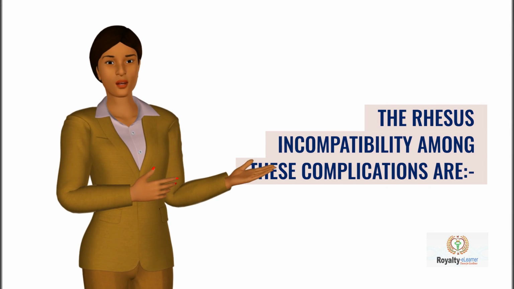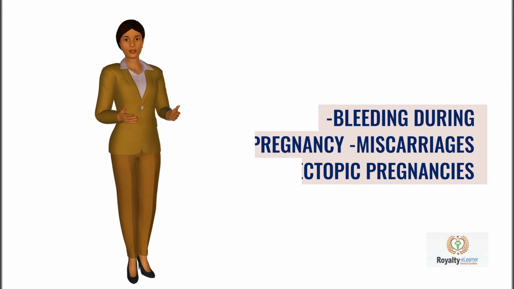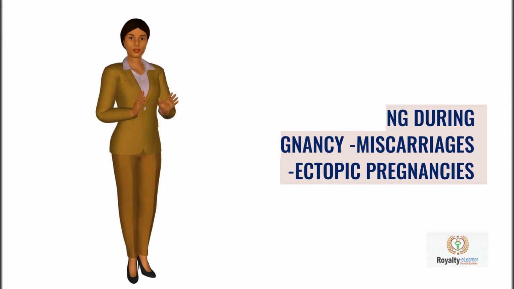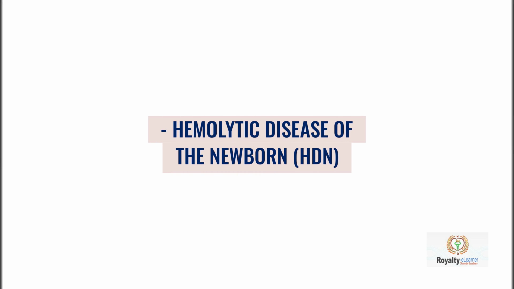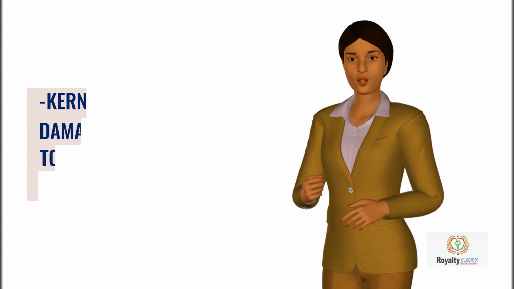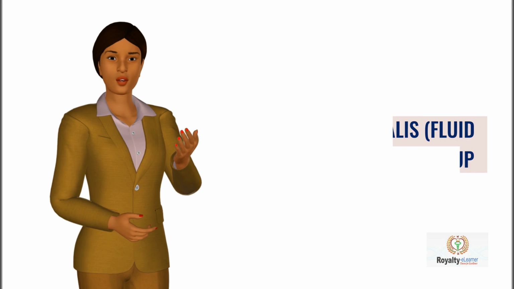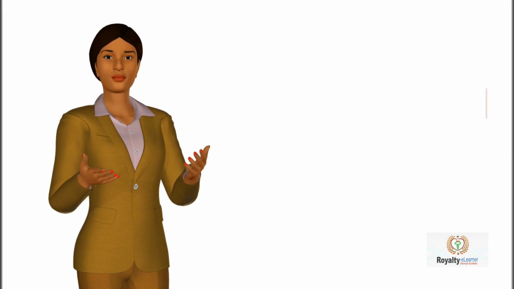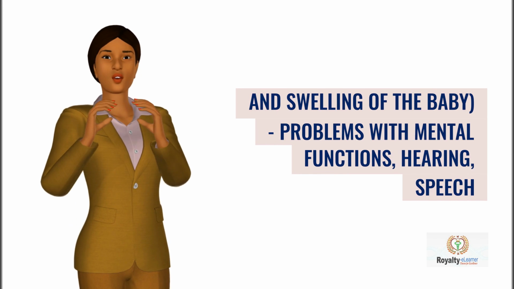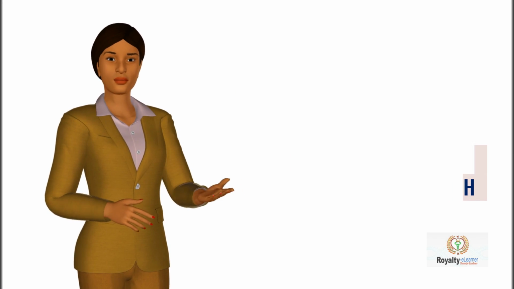Among these complications are bleeding during pregnancy, miscarriages, ectopic pregnancies, hemolytic disease of the newborn, HDN, kernicterus, brain damage to the child due to high levels of bilirubin, hydrops fetalis, fluid buildup and swelling of the baby, problems with mental functions, hearing, speech and seizures.